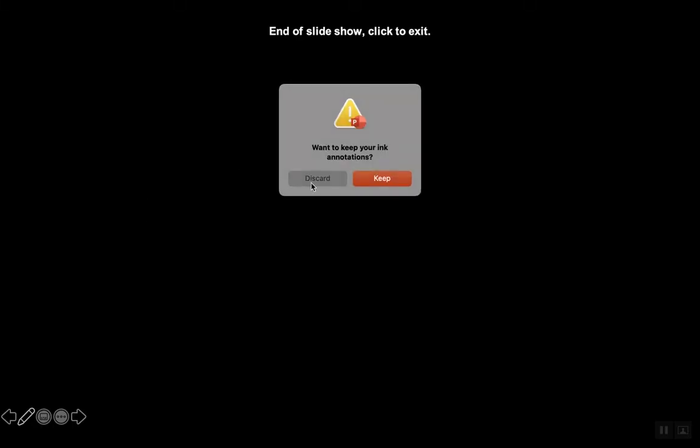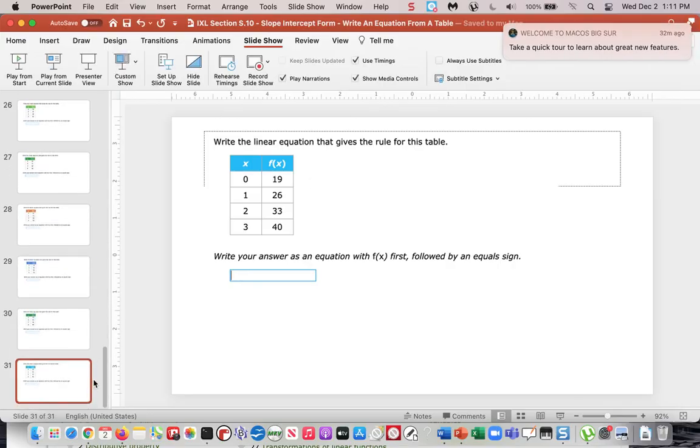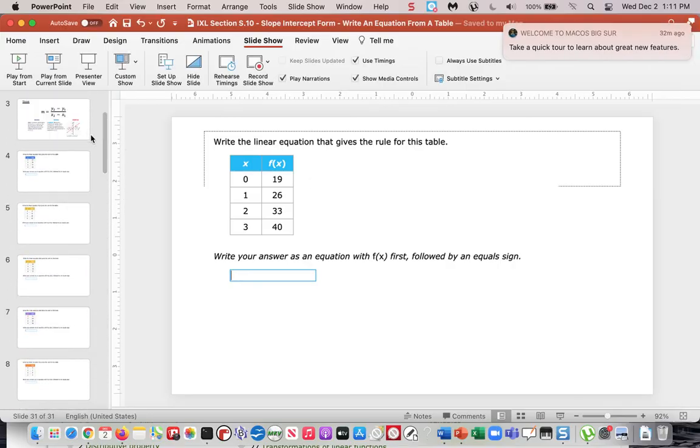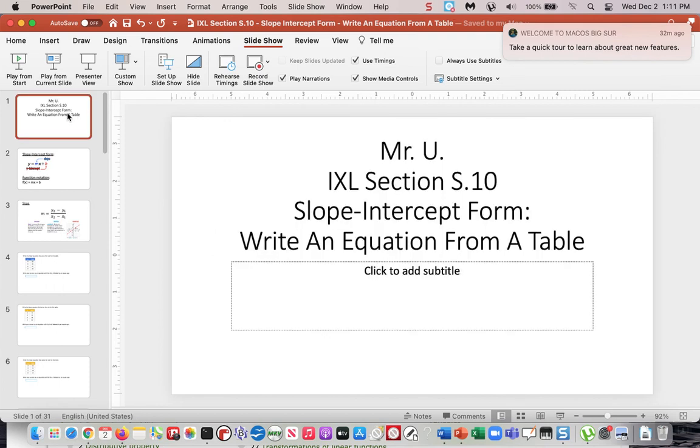All right, guys, that concludes this lesson. So once again, the assignment is in IXL. It is IXL section S10, slope-intercept form, write an equation from a table. It's due by 6 a.m. of the next day that you have my class. And remember, you're required to get to 100 points. Everybody's required to get to 100 points on my IXLs. If you get less than 100, I'll put a 0 until you complete the assignment and get 100.